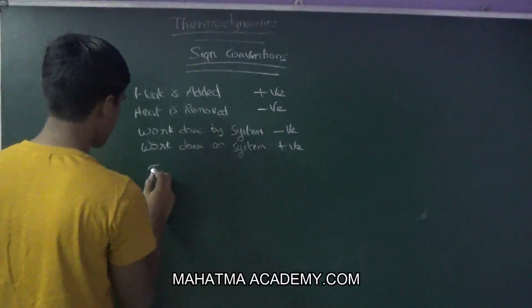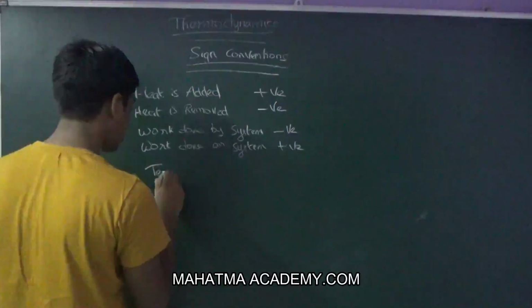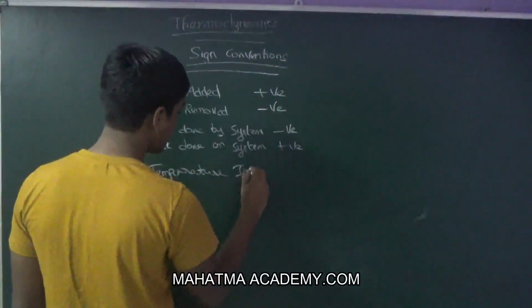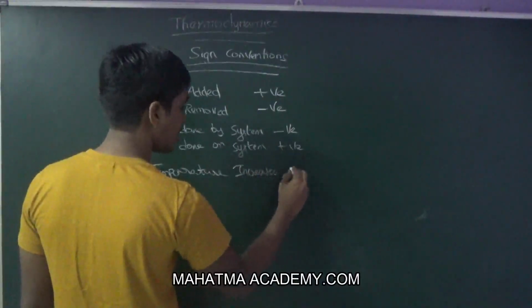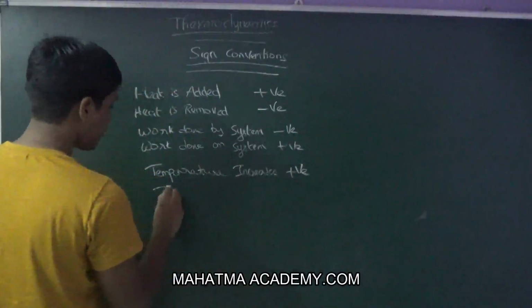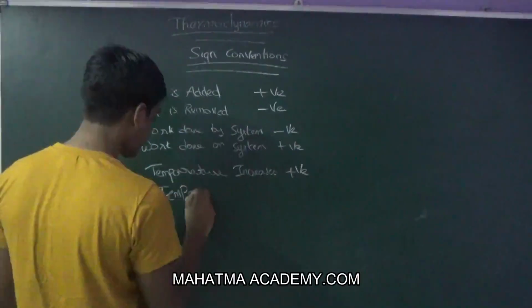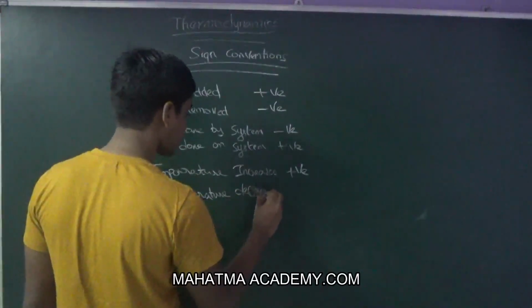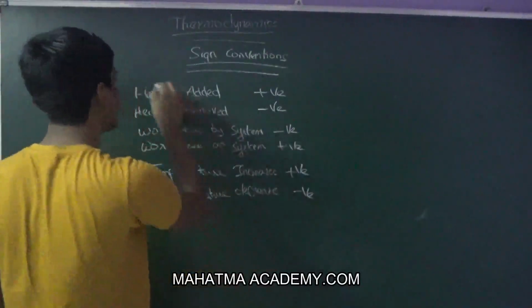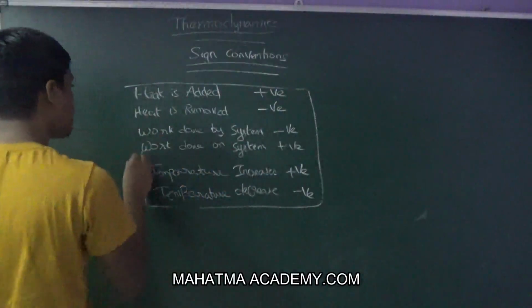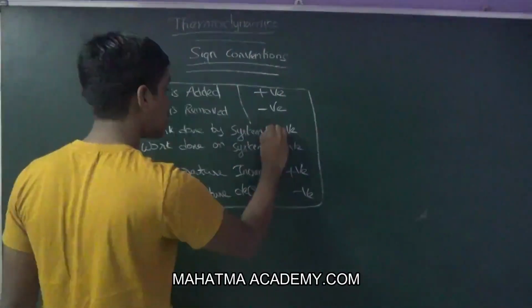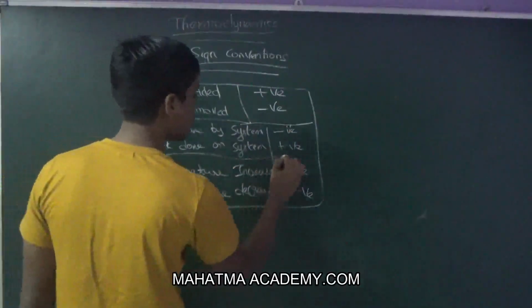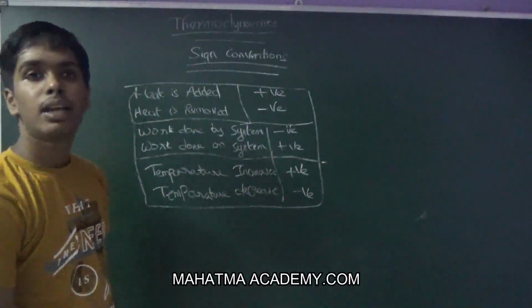Now, if temperature increases, it is taken as positive. If temperature decreases, it is taken as negative. If you use all these sign conventions properly, you can get all the correct values. If you use the opposite, we get errors.